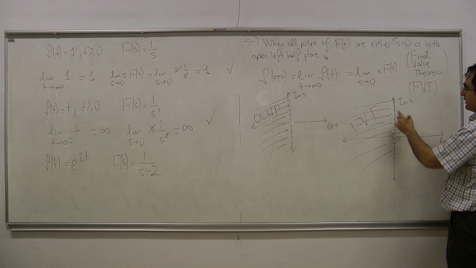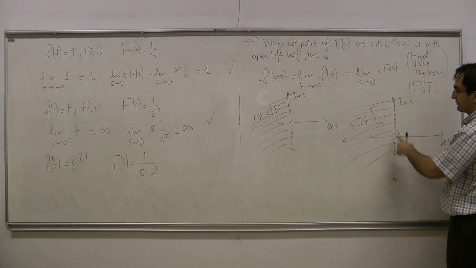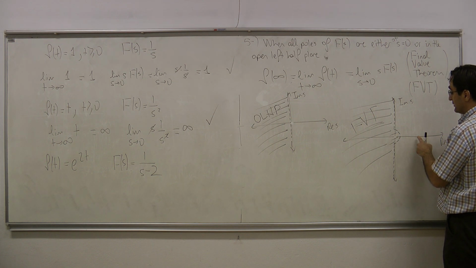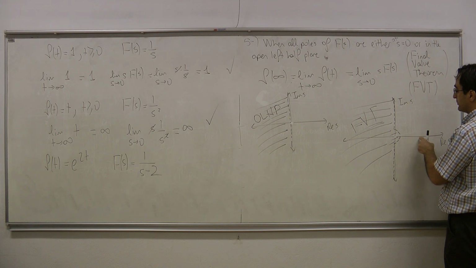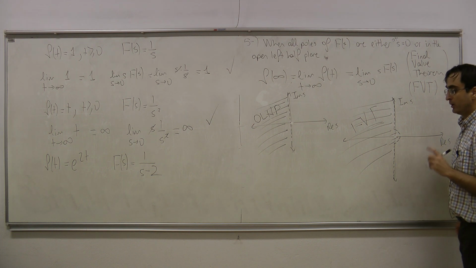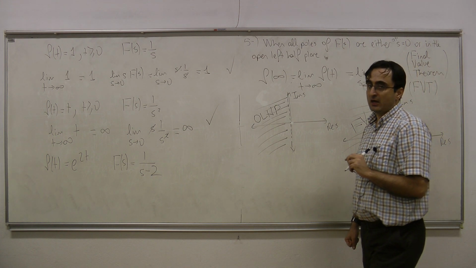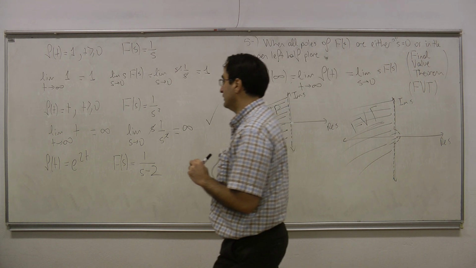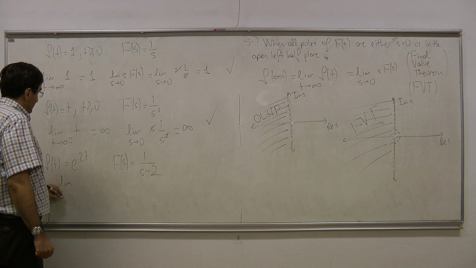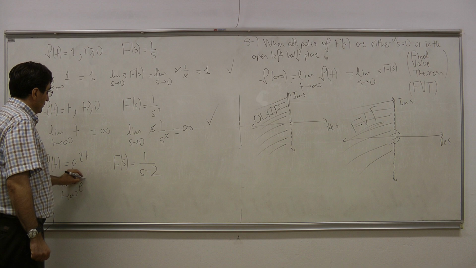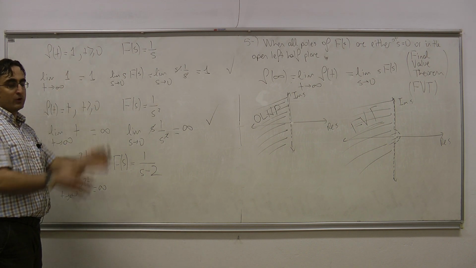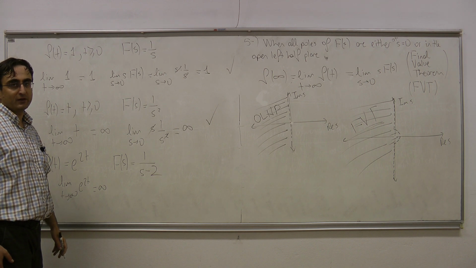So what can I say about all poles of F of s? Are they all in the allowed region? The answer is no, because one of the poles is outside this allowed region. Therefore, the final value theorem will not actually hold here. Let us try. Limit as t goes to infinity, e to the 2t is infinity. This is a growing exponential as time goes to infinity.